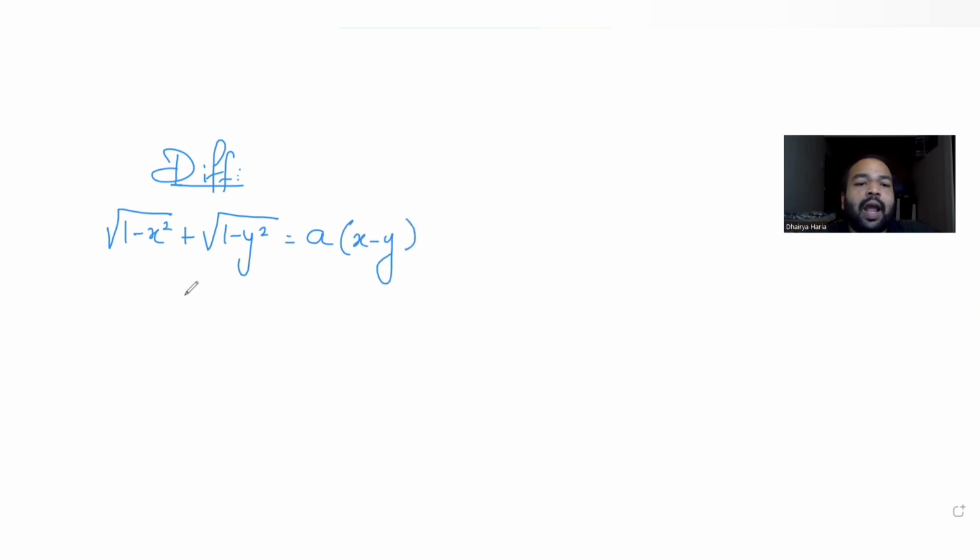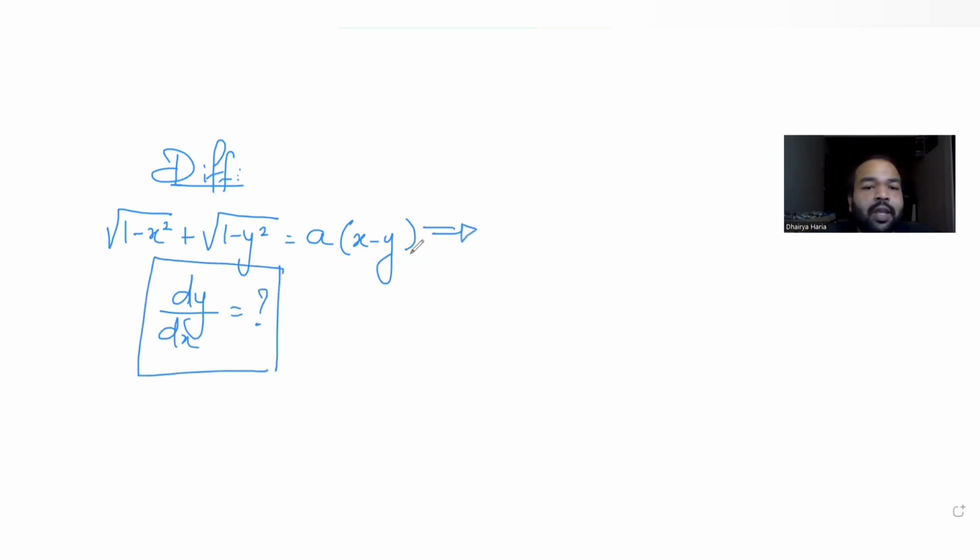Let's see today's question. Today's question is from the topic of differentiation, and in this question we have been told that there is a certain expression: root of 1 minus x square plus root of 1 minus y square is equal to a times (x minus y), and we have been asked to find dy by dx. Let's understand how to solve this question.